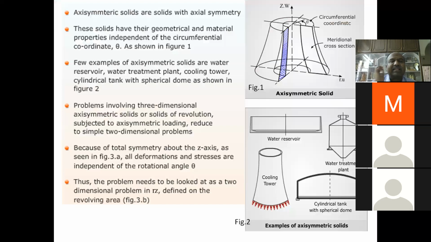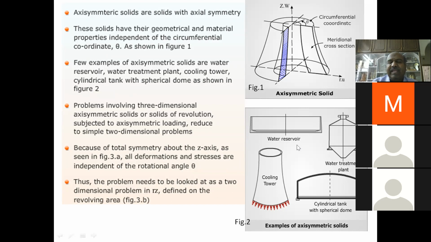Typically, you can see the member on the top side. We have shown the circumferential coordinate system at an angle theta from the axis to any radius. And you have a cut section of the plane. This plane can be revolved about the vertical axis. Then it forms a complete solid. This is the axisymmetric solid.